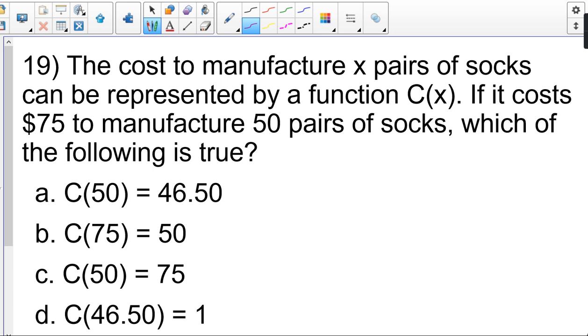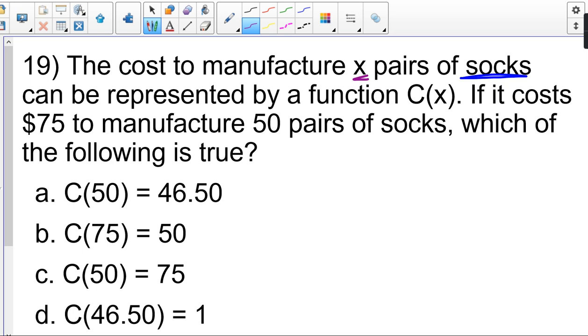19. The cost to manufacture X pairs of socks can be represented by a function C of X. If it costs $75 to manufacture 50 pairs of socks, which of the following is true? So they're trying to have us match up the correct input and output. So what's the input here? Well, X represents the number of pairs of socks. So that means our input has to be the number of pairs of socks.